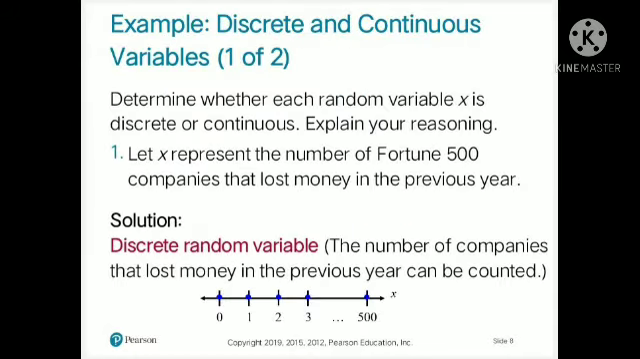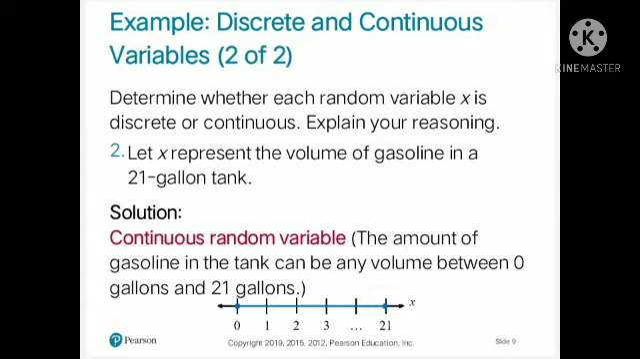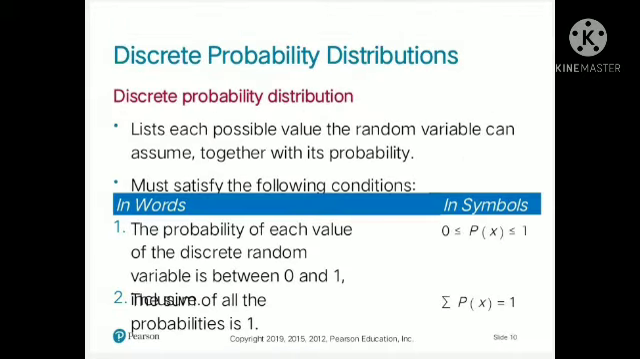Let's have this example. Determine whether each random variable X is discrete or continuous. Explain your reasoning. Number 1. Let X represent the number of Fortune 500 companies that lost money in the previous year. So this is discrete random variable because the number of companies that lost money in the previous year can be counted. Number 2. Let X represent the volume of gasoline in a 21-gallon tank. So this is continuous random variable because the amount of gasoline in the tank can be any volume between 0 gallons and 21 gallons.